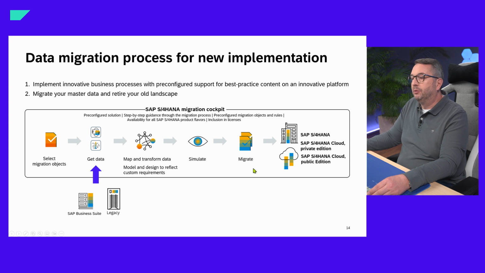The tool of choice which SAP offers for the data migration is the SAP S/4HANA Migration Cockpit, which lets you select predefined migration objects which you can still model and tailor to your custom requirements. You can get the data, map and transform it. We offer simulation features where you can test and check whether this mapping and transferring works in the right way. And once you're satisfied with the result, you do the real migration, and you can do this in any of our product flavors. So the data migration is one key task during this transition to SAP S/4HANA.